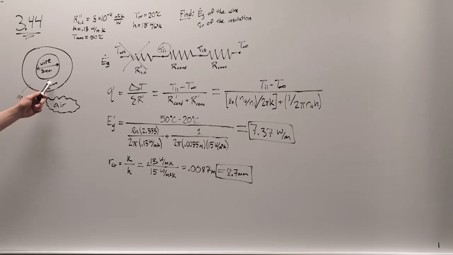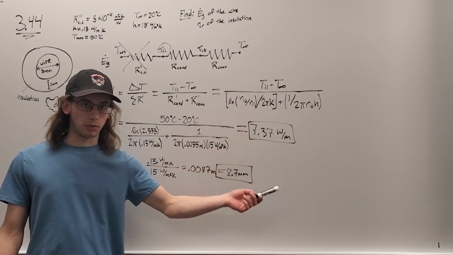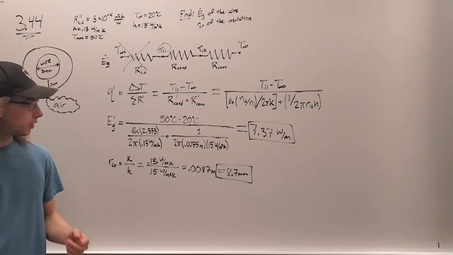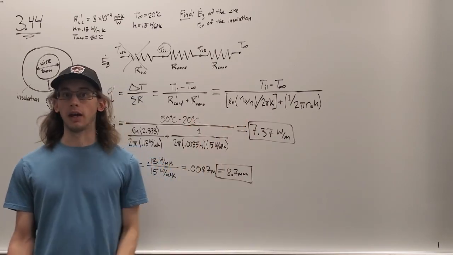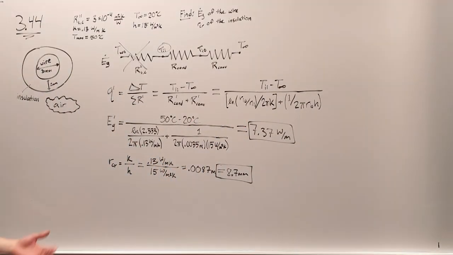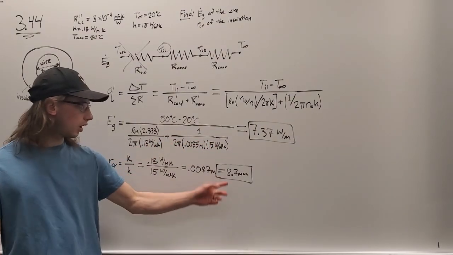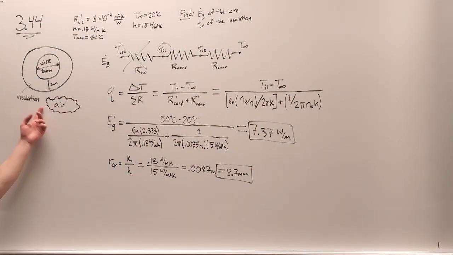So as this 2 millimeter thickness increases to 8.7, this energy generation number would go up. If the thickness gets past 8.7, that energy generation would start going back down. So that is the problem finished. We have solved for energy generation and critical radius for this insulated wire.